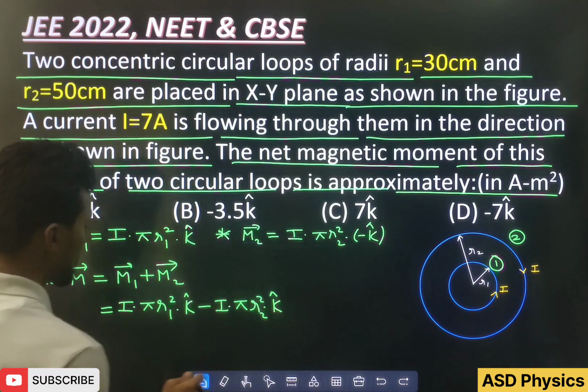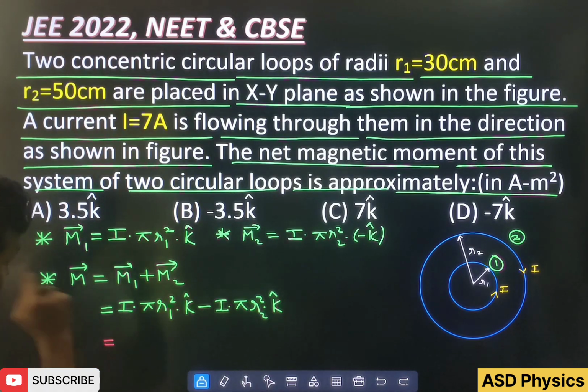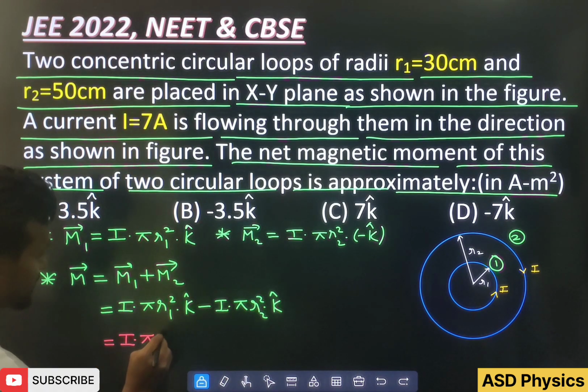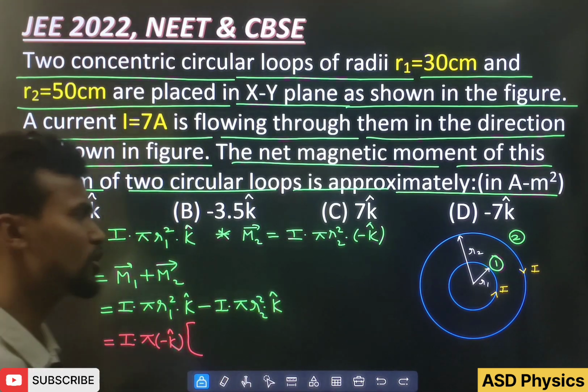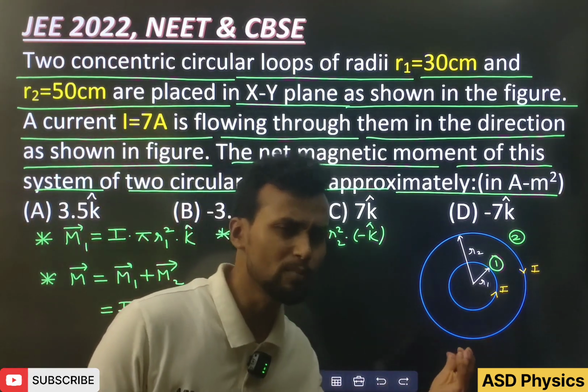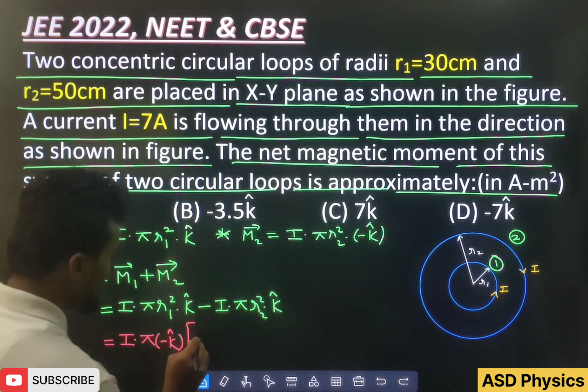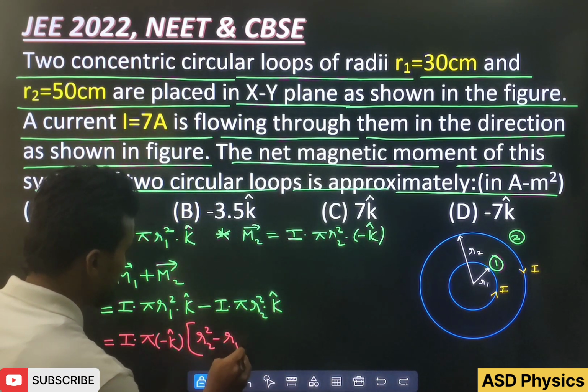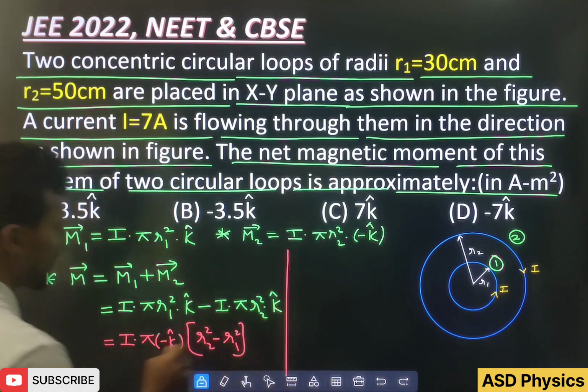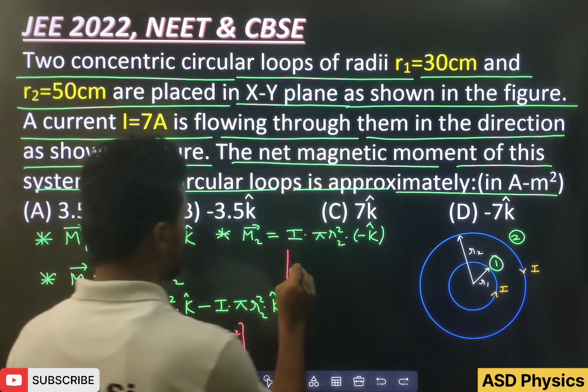After that, I'm going to take the common things. Let's take I common, pi common, and I have taken minus k cap common. Why am I taking minus k cap common? Because anyhow we know it is going to be along minus k cap. Even if you take k cap common, it is not a problem. So this will become R2 square minus R1 square. After that, we are just going to simplify this.